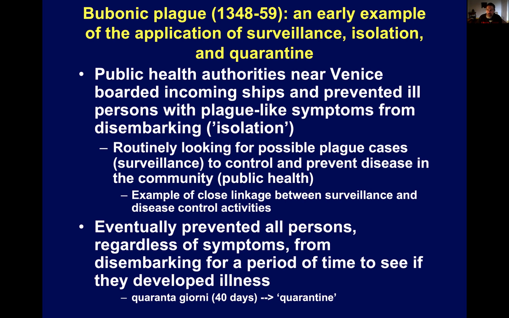Though this was not how bubonic plague was spread, authorities acted on their hunch in Venice around plague by boarding incoming ships that were coming into port and identifying ill people and preventing them from disembarking. And this is an early example of the strategy of isolation. They did this by routinely looking for possible plague cases, or surveillance, and they did it for the purposes of controlling and preventing disease in the community, which is a public health intervention.